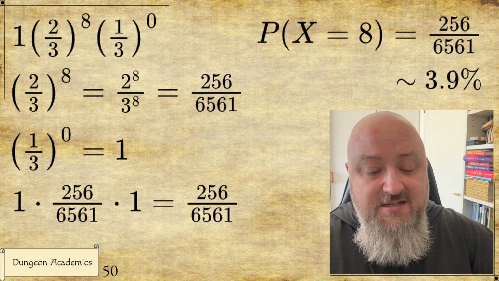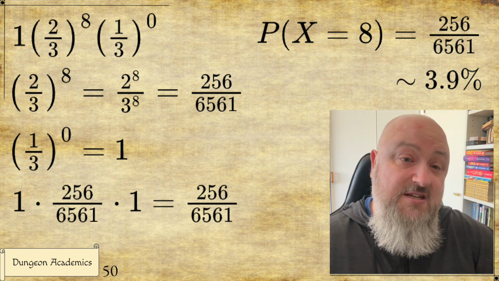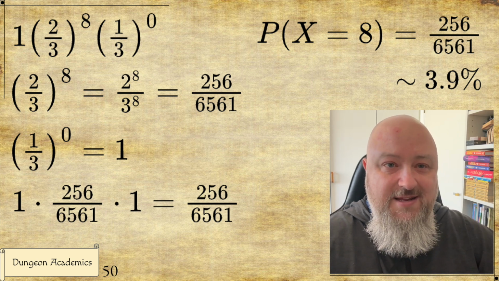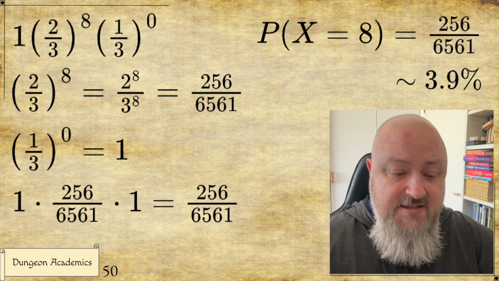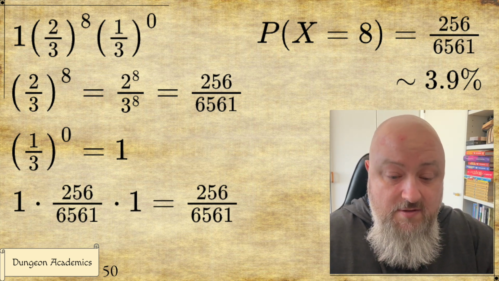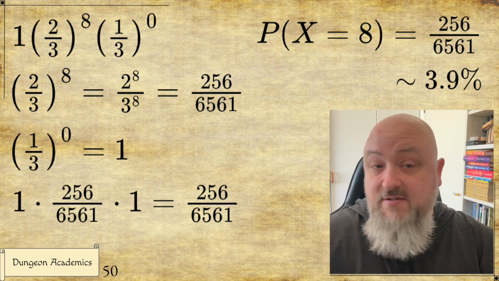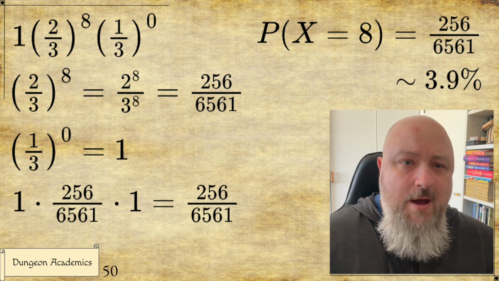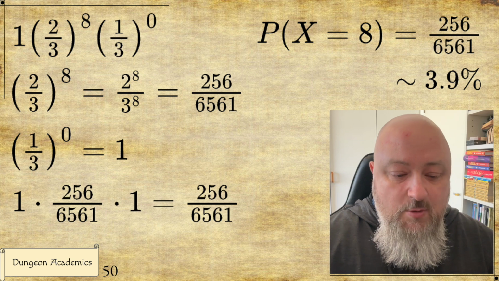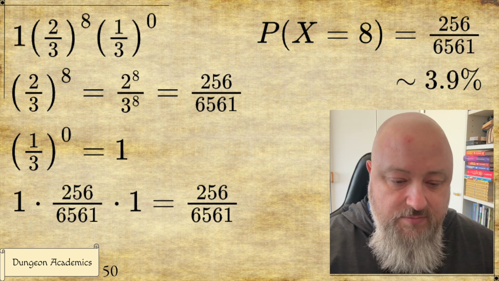We look at the probabilities. 2/3 to the power of 8 is 256 over 6561. And the probability for 0 failures is 1/3 to the power of 0, which is just 1. So the probability we have here is just 256 over 6561, because the other components are 1. Multiplying by 1 doesn't change anything. So we have about 3.9% chance of passing all 8 saves.